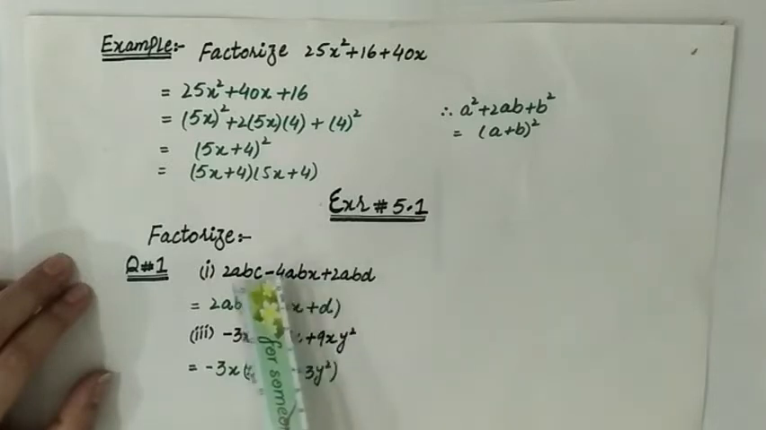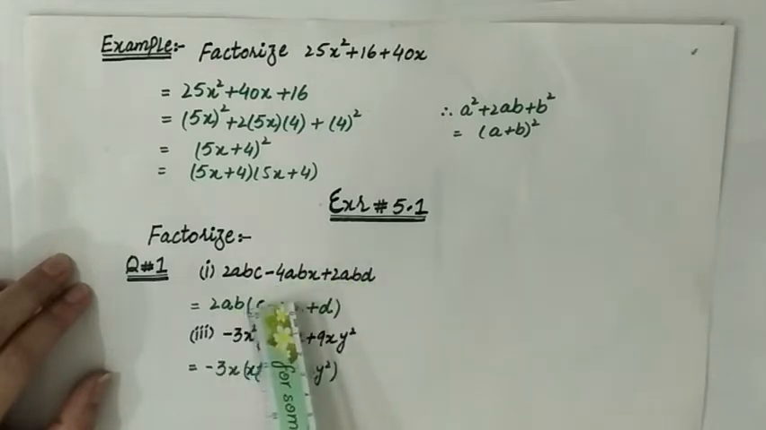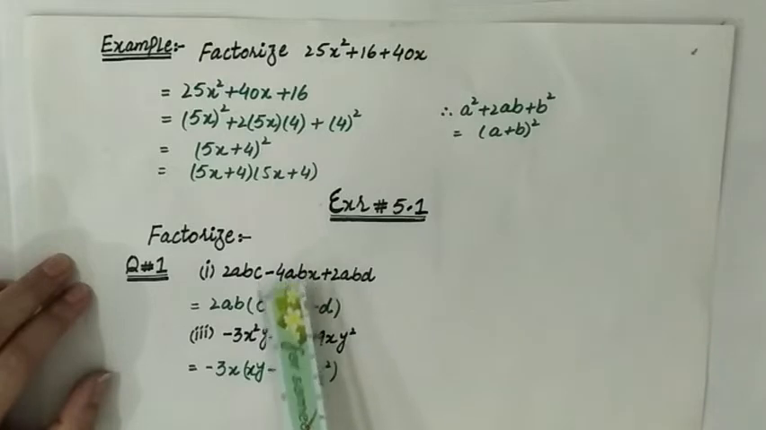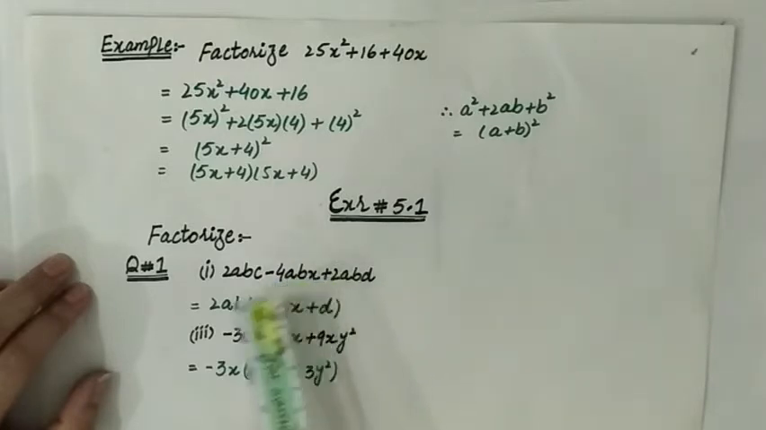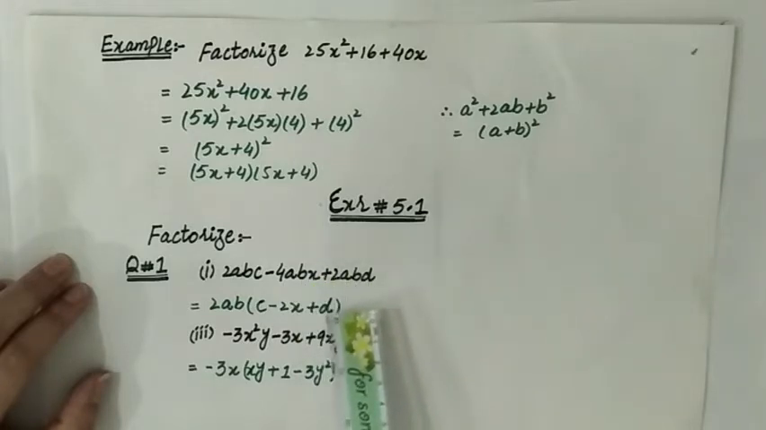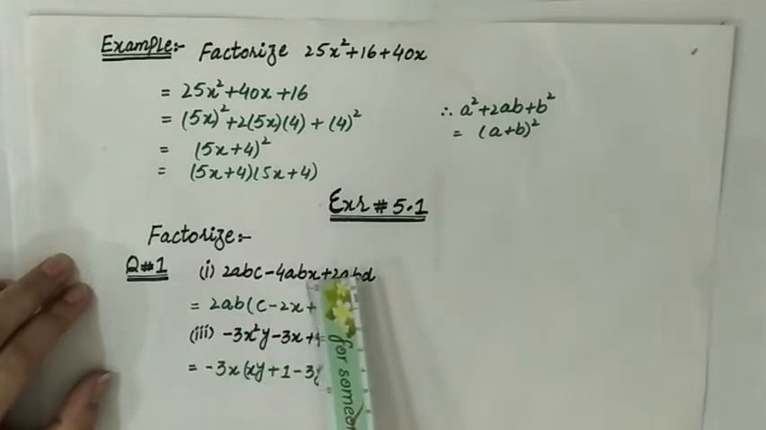In all these terms a is also the common value and b is also the common value. So we will take 2ab as common, and the remaining values are c from the first term, minus 2 twos are 4 x from the second term, and from the third term the remaining value is d. This is the final answer.